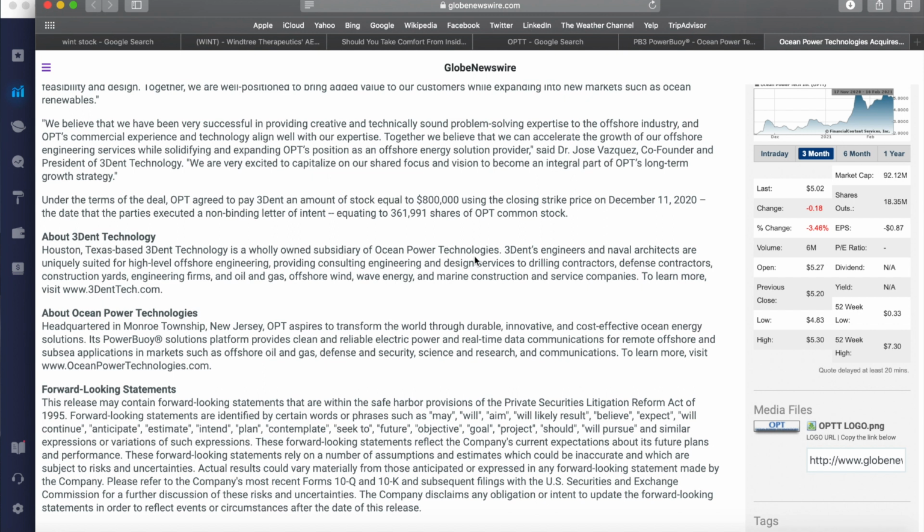The other thing I wanted to talk about is they just acquired a company called 3Dent Technology, which is based out of Houston. 3Dent currently creates architectural setups for offshore. They do a lot of offshore drilling work right now, but I imagine the new use for them is probably going to be more designs for these buoys, right? Because they design things to work in the deep ocean. That's pretty much what's going on here. The company is going to continue to work under its own name, but it's going to be a subsidiary of the OPTT, the Ocean Power Technologies subsidiary company.